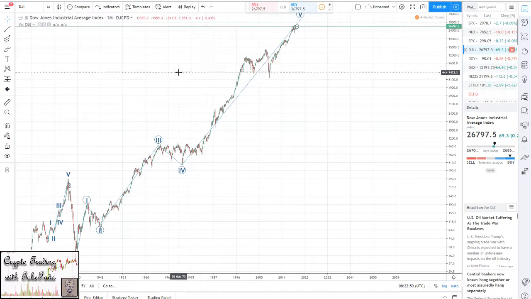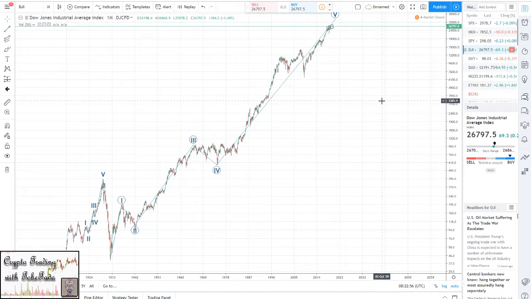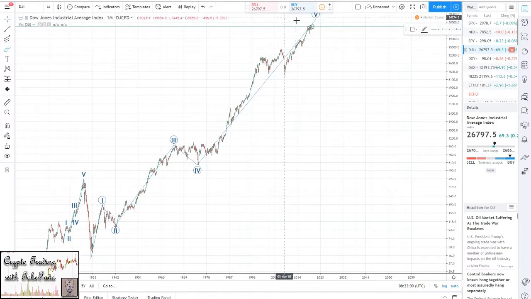Now, of course, if you know a little bit of Elliott wave theory, you know that after an impulse wave, we have a corrective wave. And so the question is, will we see an equally extreme correction as we saw in 1929? I think that's what a lot of people have been talking about.